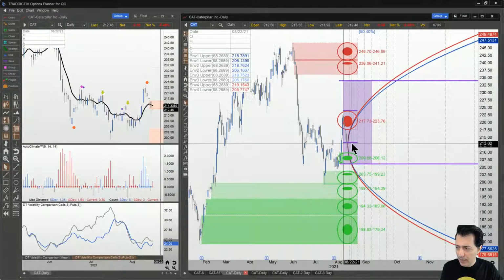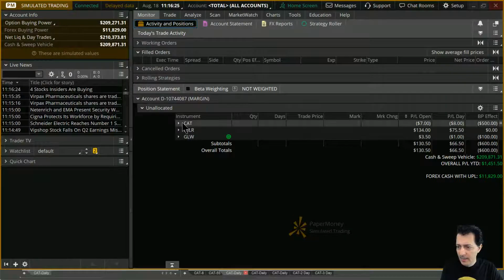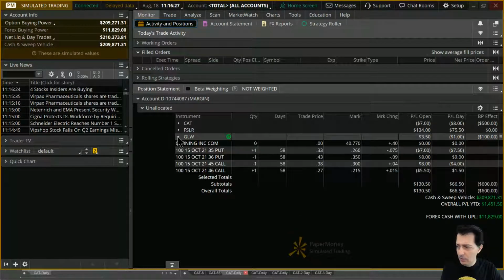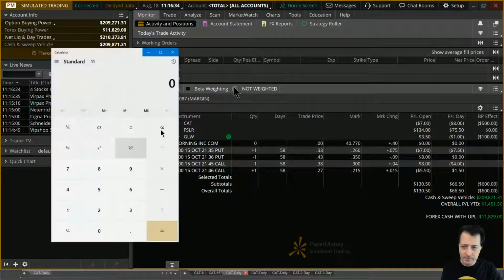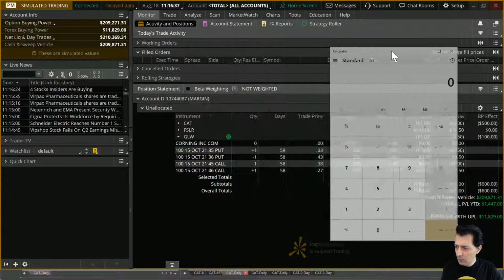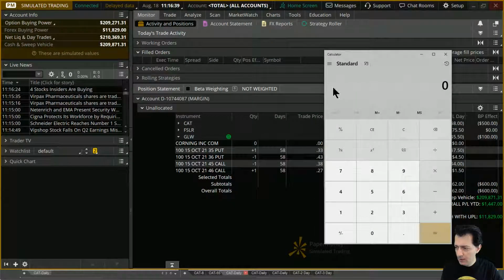Okay, so how to close it then? Okay, well, you can see, for example, GLW is giving you $3.5 of profit. Okay, if you were to do the math, let me bring a calculator, and you do the math, which is the trade price column, right? So now you can see the prices at which you were filled. So this trade is a trade where you paid 33 cents and 27 cents, and then you got paid 43 cents, and then you got paid 38 cents.